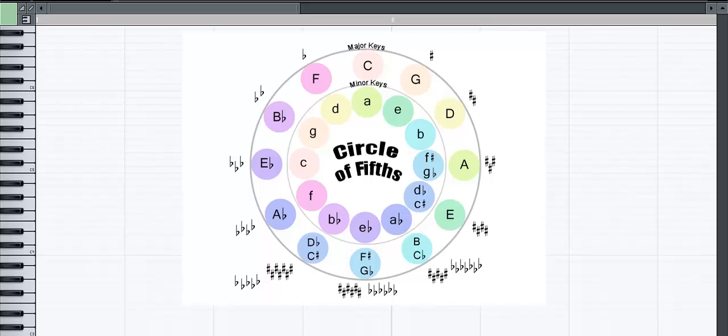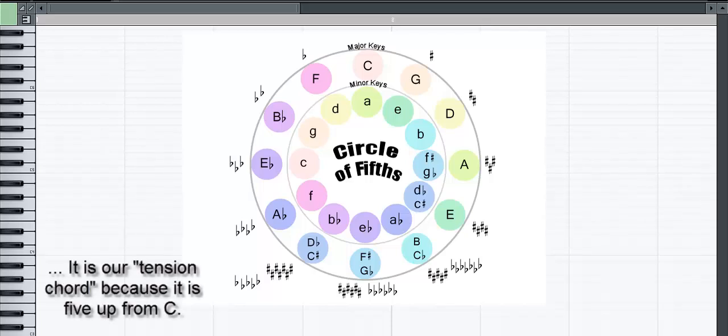So if we began on C, 1, 2, 3, 4, 5. G would be our 5th note. Let's hear how our tension chord G resolves down to C.